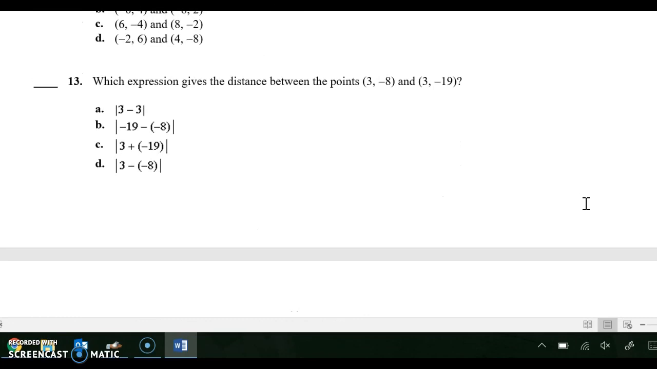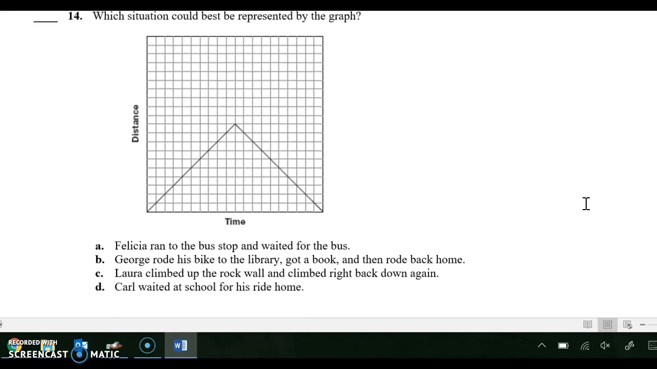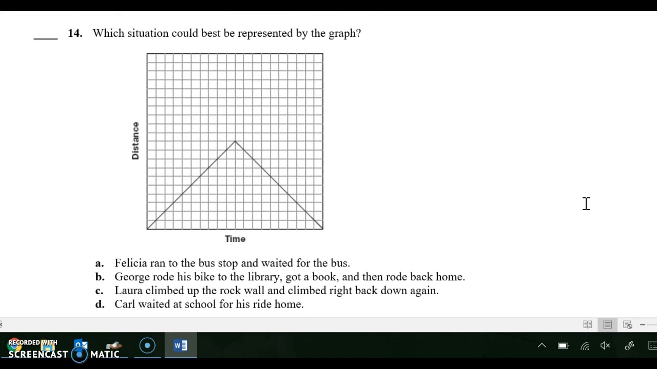Number 13. Which expression gives the distance between the points (3, -8) and (3, -19)? Number 14. Which situation could best be represented by the graph? A. Felicia ran to the bus stop and waited for the bus. B. George rode his bike to the library, got a book, and then rode back home. C. Laura climbed up the rock wall and climbed right back down again. D. Carl waited at school for his ride home.